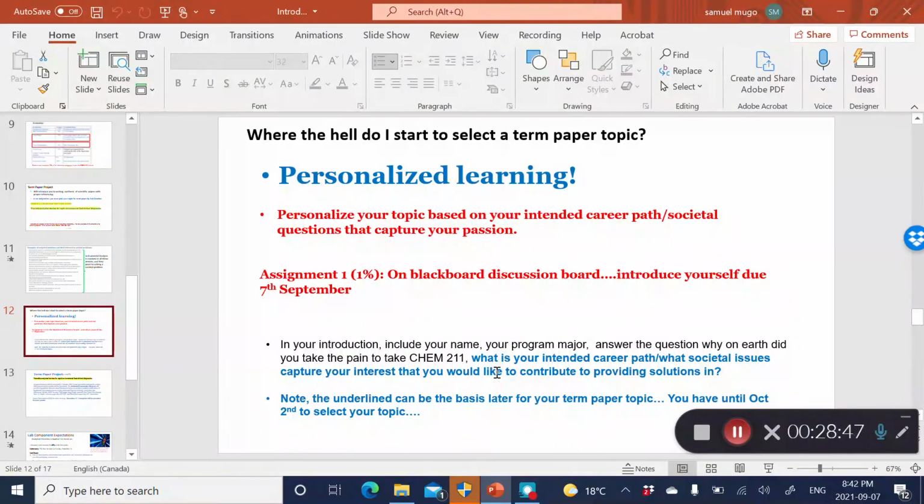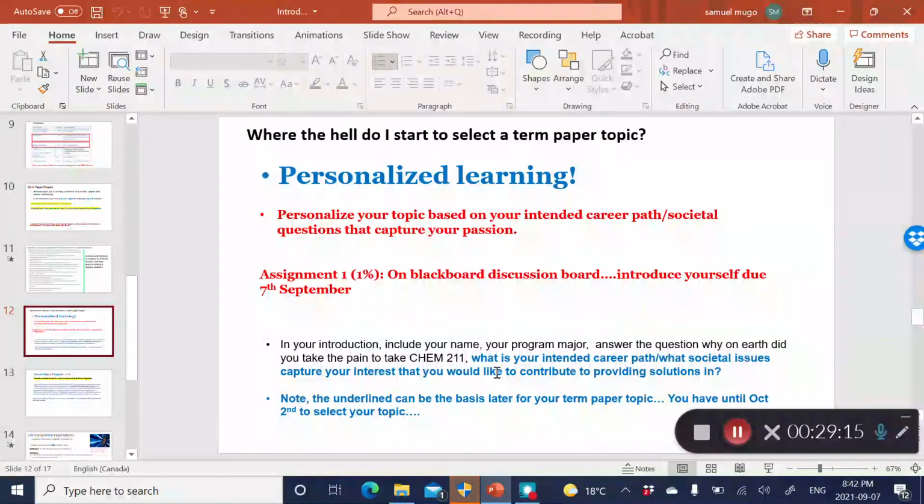If at all you struggle again to come up with your own project, you can choose from my list, or you can contact me and we can brainstorm on how you can select a term paper topic that aligns with your career interest, which is really what I would like you guys to do, because you get more out of learning if it's something that you really care about.